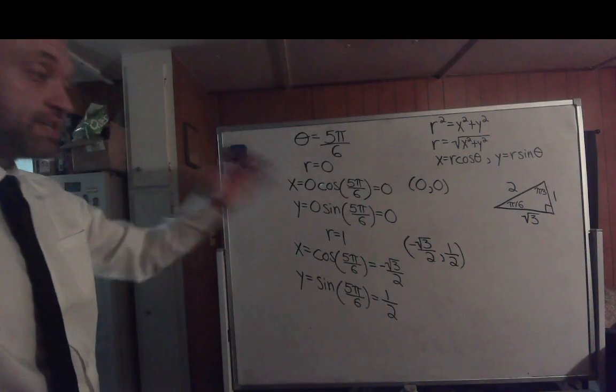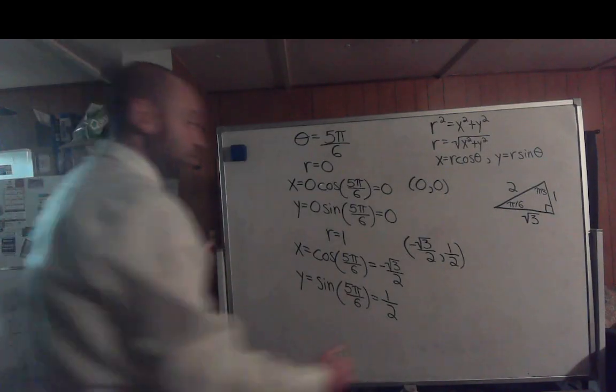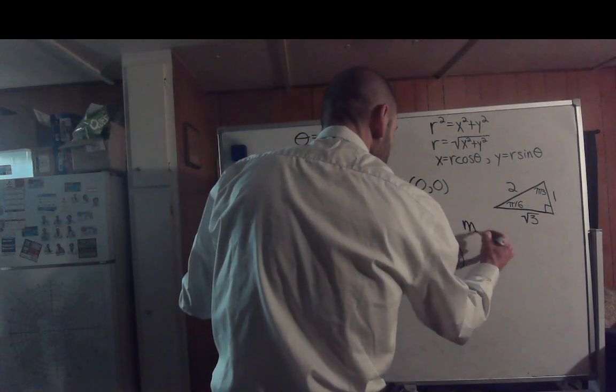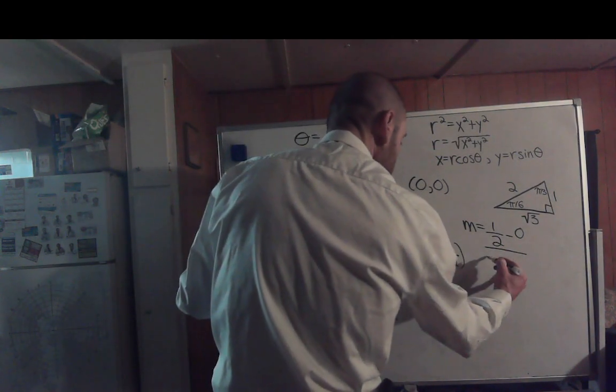Now, since we have two ordered pairs, we can find the slope. Let's go ahead and do that. So the slope would be y2 of 1/2 minus y1 of 0, all over x2 of negative square root of 3 over 2 minus x1 of 0. So in short, you just get 1/2 over negative square root of 3 over 2.